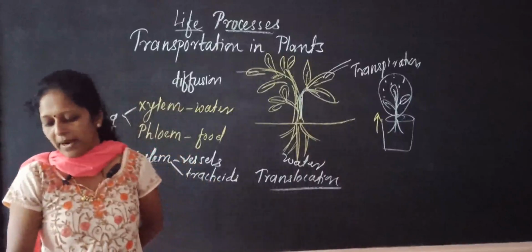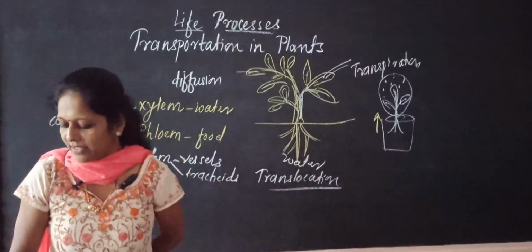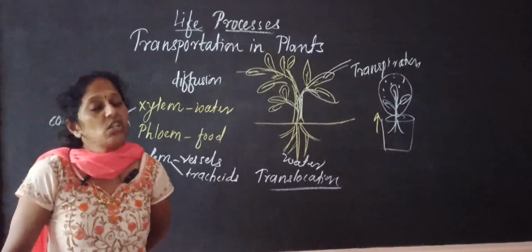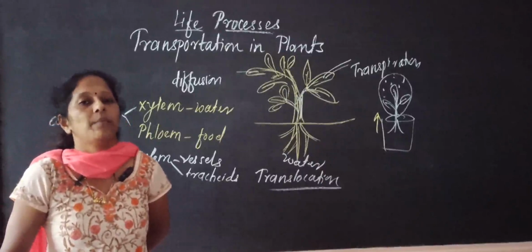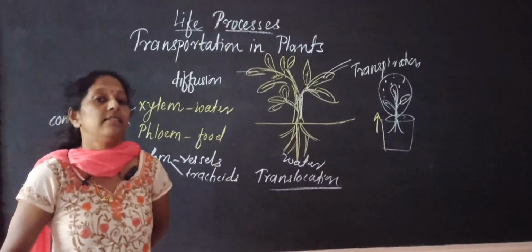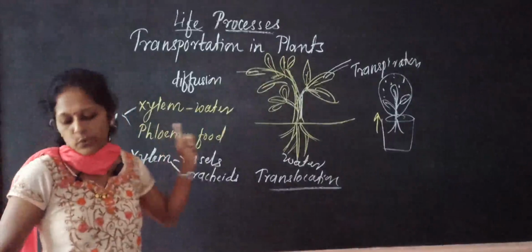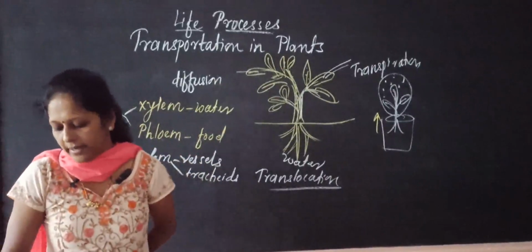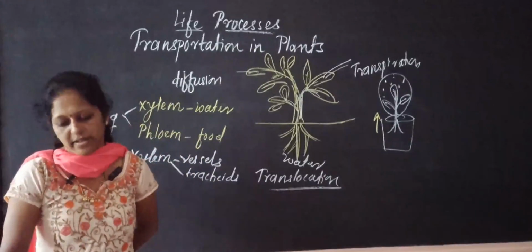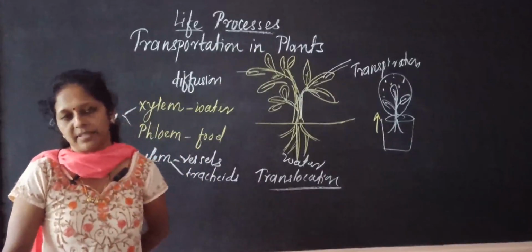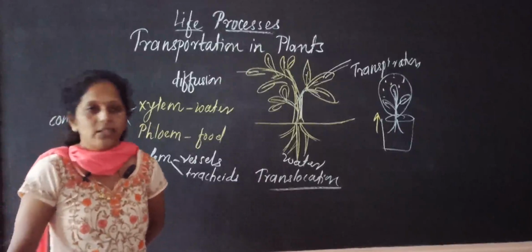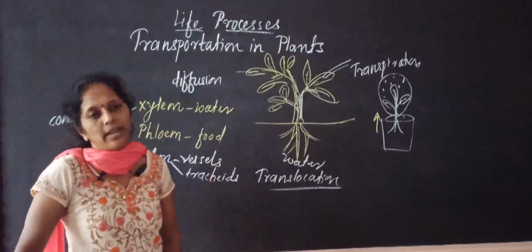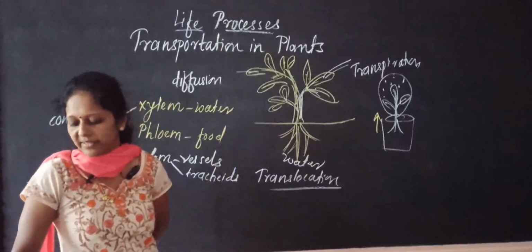It occurs in the vascular tissue known as the phloem. This transportation of soluble products is called translocation, and it takes place in the phloem. Besides the products of photosynthesis, the phloem also transports amino acids and other substances.